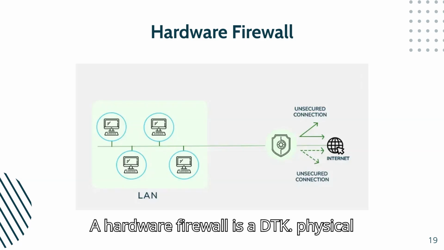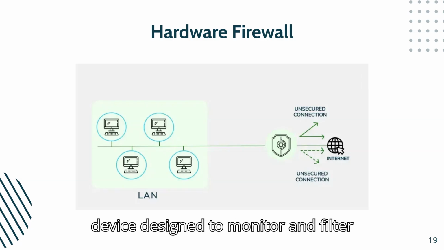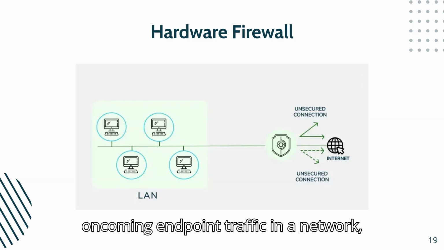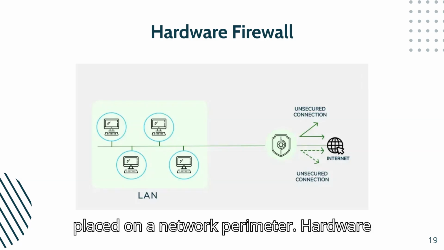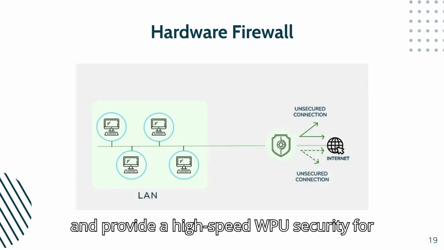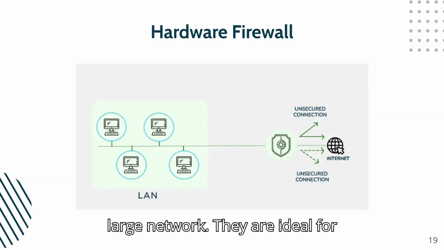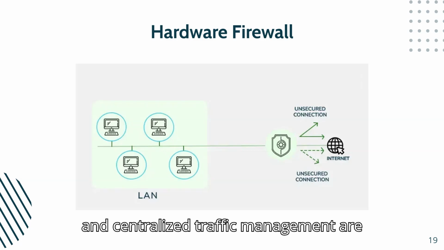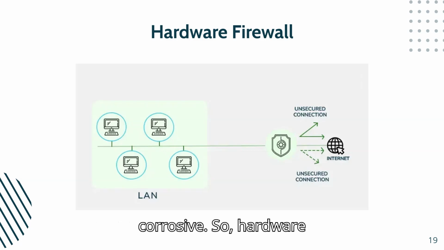A hardware firewall is a dedicated physical device designed to monitor and filter incoming and outgoing traffic in a network, placed on a network perimeter. Hardware firewalls operate independently of servers and provide high-speed, reliable security for large networks. They are ideal for enterprise environments where performance and centralized traffic management are crucial.